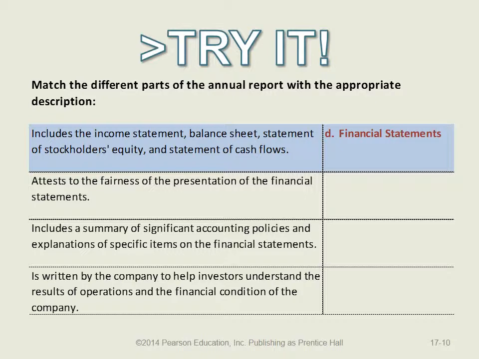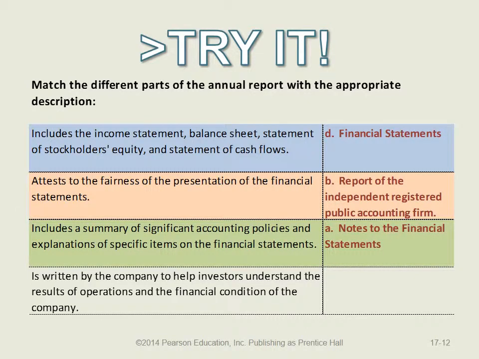Now, the next one attests to the fairness of the presentation of the financial statements, and that's going to be the report of the independent registered public accounting firm. And then the one that includes a summary of significant accounting policies and explanations of specific items on the financial statements, that's going to be our notes to the financial statements. And then the last one is written by the company to help investors understand the results of operations and the financial condition of the company. Kind of supposed to be like the financials in more layman's terms, but this is, of course, management discussion and analysis.